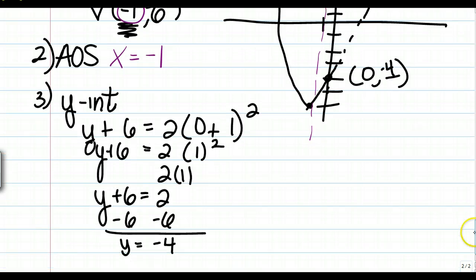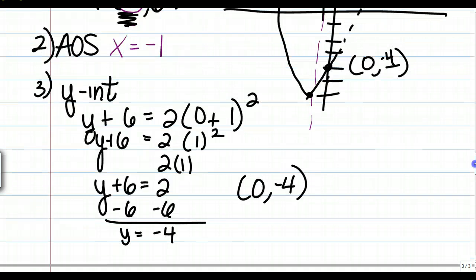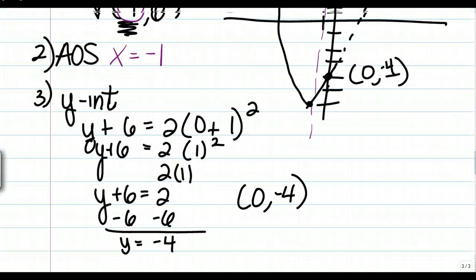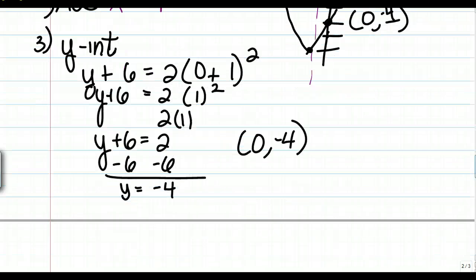So if I was asking for what the y-intercept was, you would say that the y-intercept is 0, negative 4. You would not say y equals negative 4, because that's an equation of a line that looks like this. Okay, so make sure it's an actual point, because a y-intercept is a point, not a line. An axis of symmetry, like this guy, is an equation of a line, not a point either.